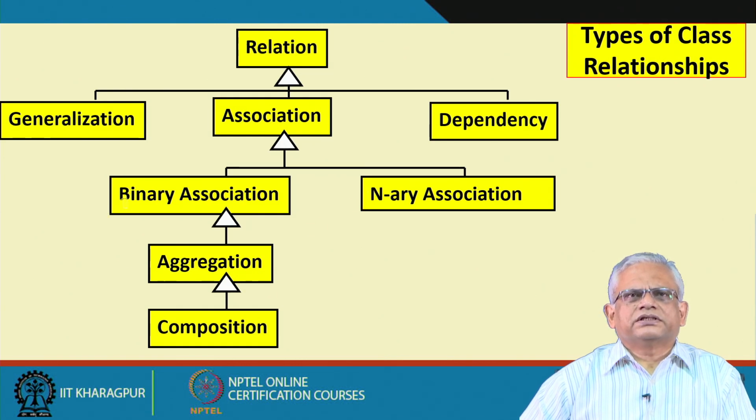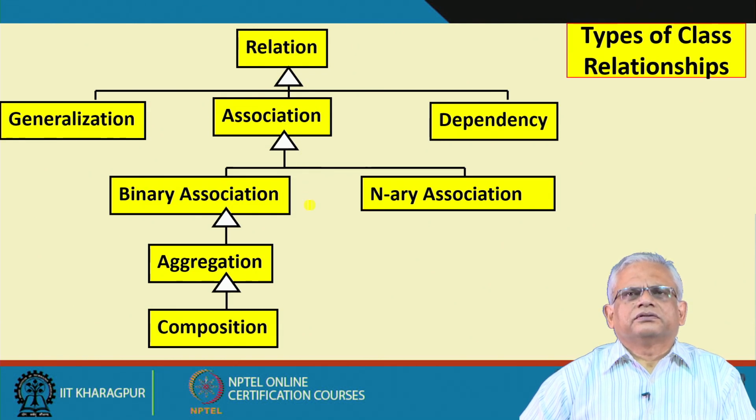But now let's look at a special type of binary association, which is aggregation, and composition is a special type of aggregation. Let's now start discussing aggregation and composition, and after that we will look at dependency, which is another different relation.